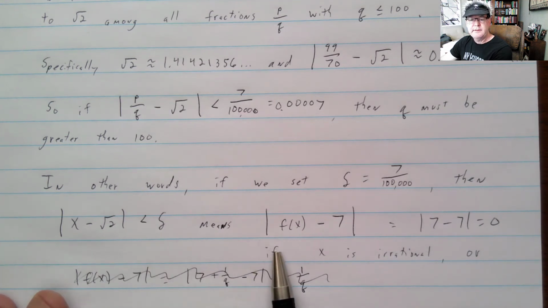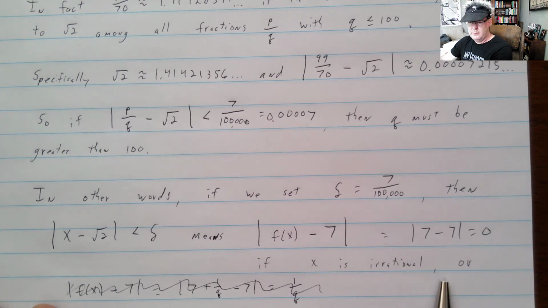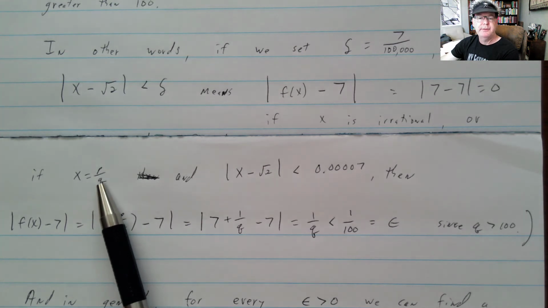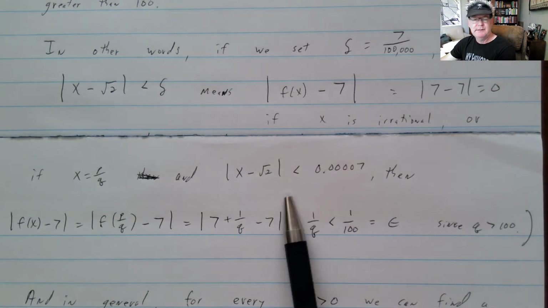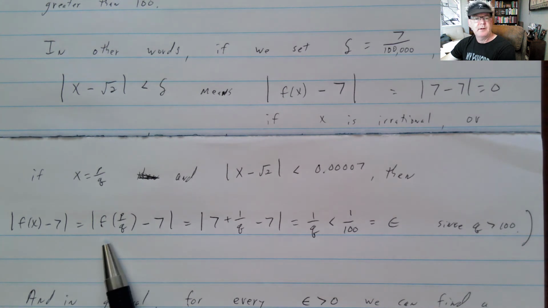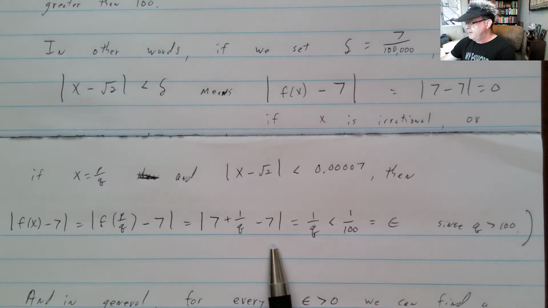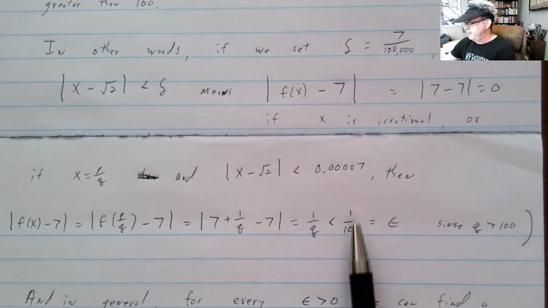Okay, so in other words, to repeat myself, if delta is equal to that, then |x minus root 2| less than delta means f of x minus 7 is going to be exactly 7 minus 7, which is 0, if x is irrational. But if x is not irrational, so if x equals p over q, and you're within delta of root 2, then f of x minus 7 is f of p over q minus 7. But what's f of p over q? It's 7 plus 1 over q. And the 7's cancel. That's just the absolute value of 1 over q, but I'm taking q to be positive, so it'll be 1 over q. But q has to be bigger than 100, so 1 over q is less than 1 over 100, or epsilon.